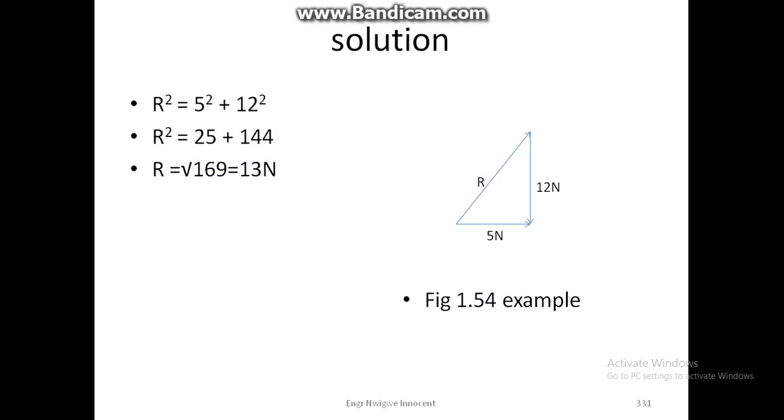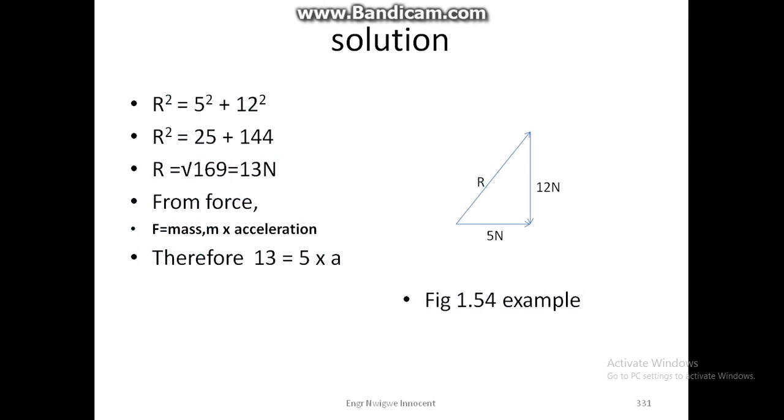Adding and making R the subject of the formula and crossing the square, we have the square root of 169, which will give us 13 Newton. From force is equal to mass m times acceleration a, therefore 13, which is the force, is equal to 5, which is the mass, times acceleration. Making a the subject of the formula, we have that the acceleration is now equal to 13 over 5, which gives us 2.6 meters per second squared.